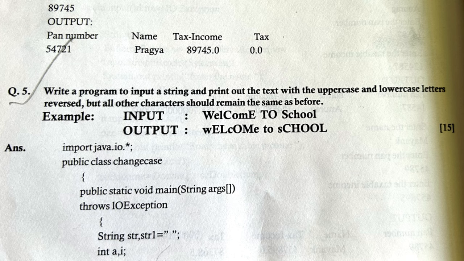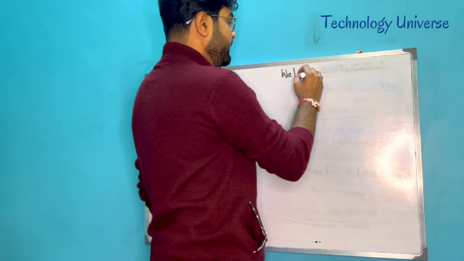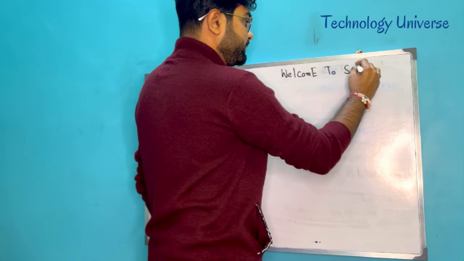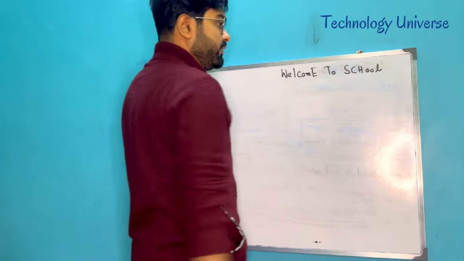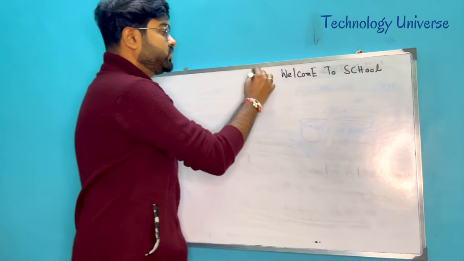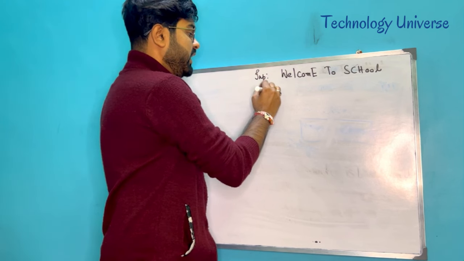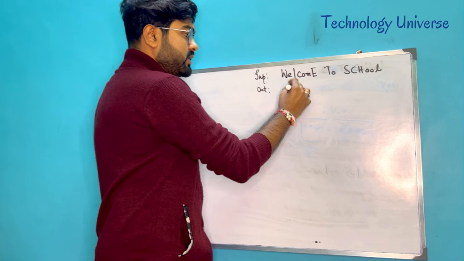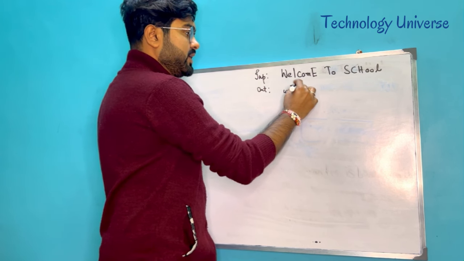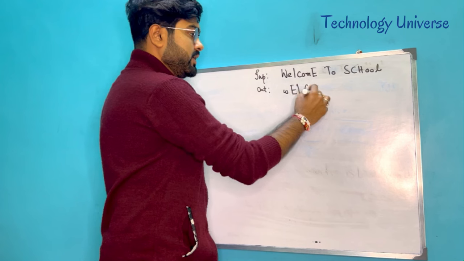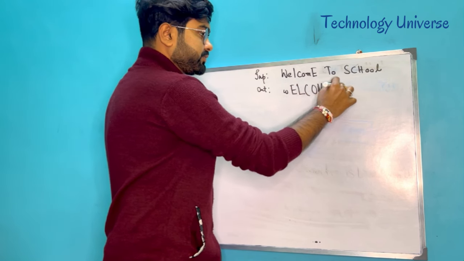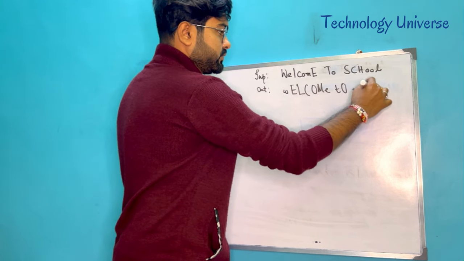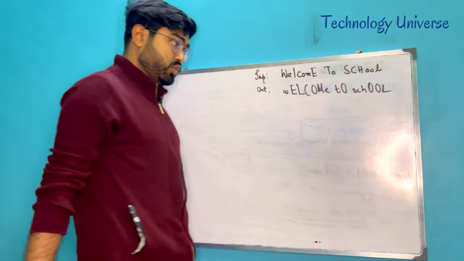So basically what we have to do is convert all the uppercase to lowercase letters and vice versa, right? So suppose our input string is this one. Now what would be the output? W is capital, so it would become small w. E is capital, so it would become small e. L is small, so it would become capital. So likewise. Okay, so this would be our output.